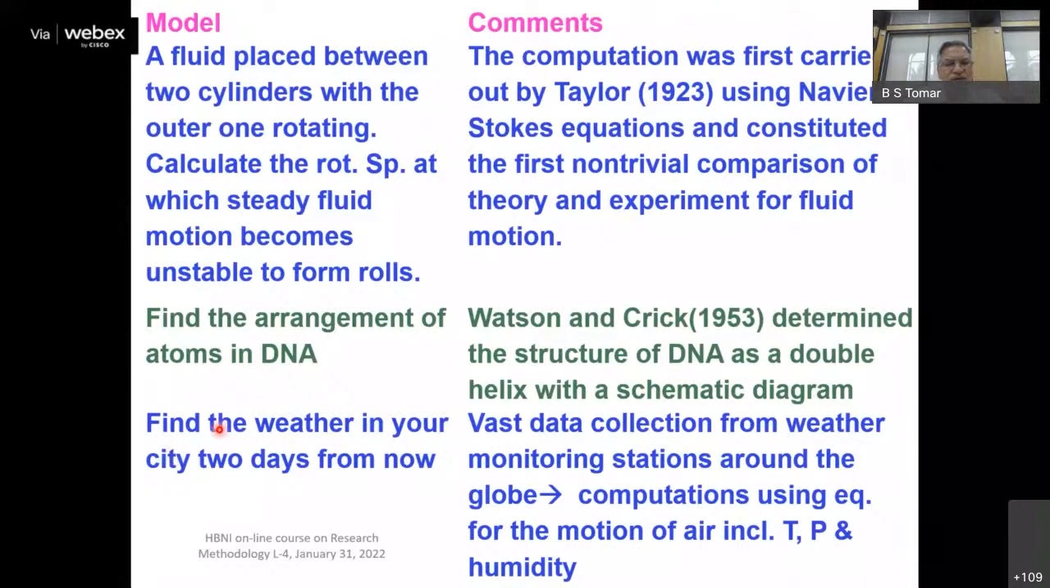Similarly, find the weather in your city two days from now. So, weather forecasting. How do atmospheric scientists predict the weather? A large amount of data is collected from weather monitoring stations around the globe, and then using the equations of motion of air, including temperature, pressure, and humidity, they compute the conditions and then predict how the weather will be on a particular day from now.